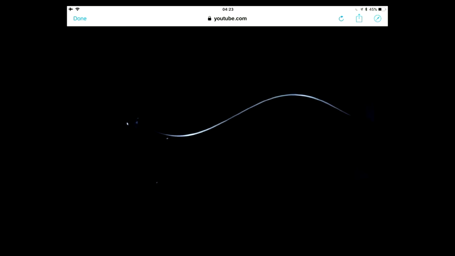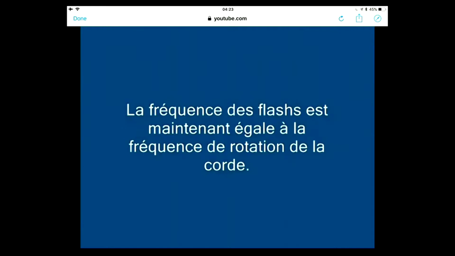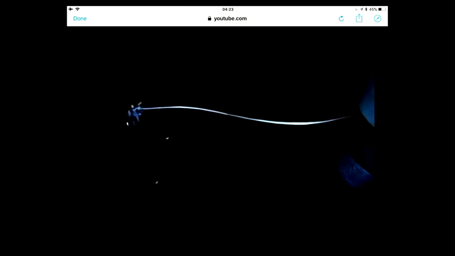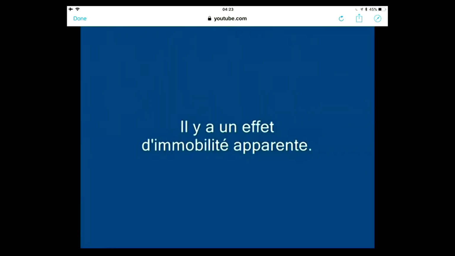There you go. Okay? So clearly it's not that now the string is stationary, right? The string is still vibrating, right? But illuminate it at exactly one time per period, and then it looks like it's stationary, just moving very slowly. Okay? Do you get a sense?